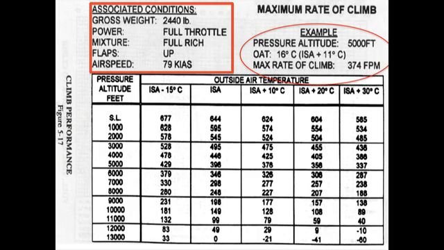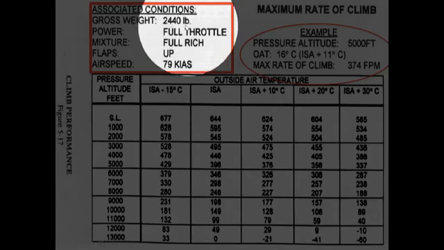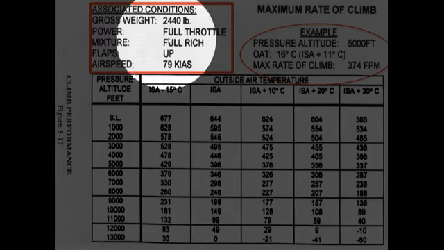I forget if this is a... This might be a Piper chart, but you can see the associated conditions up there in the top left. That's absolutely critical. You know, the gross weight.